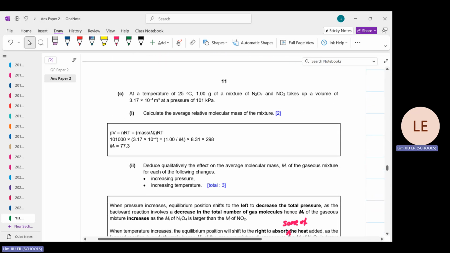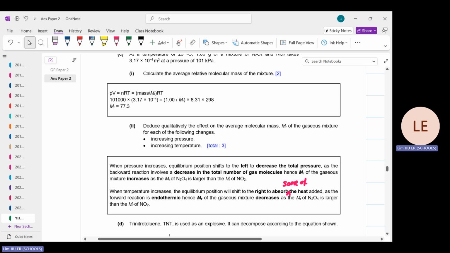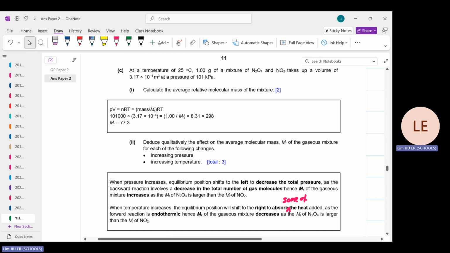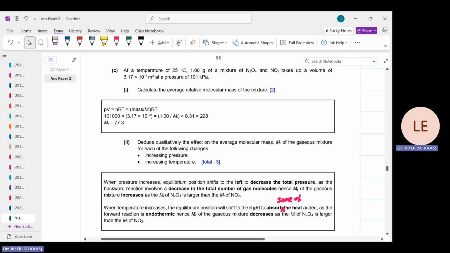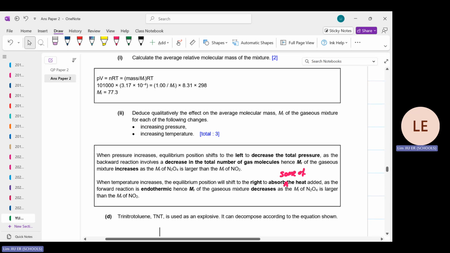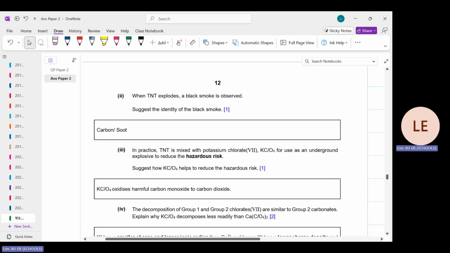This one is okay. Something to say about the answers, C part 2. Just to highlight something about the answers itself. You notice that in this case, when temperature increases, the equilibrium position will shift to the right to absorb the heat added. But in our college, we usually say the equilibrium position will shift to the right to absorb some of the heat added. So we will add in the 'some'. Just follow our college will be good enough. Nothing much here.